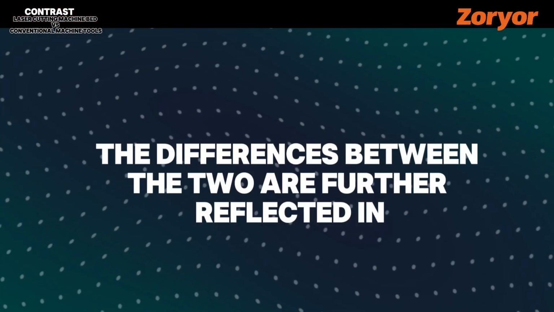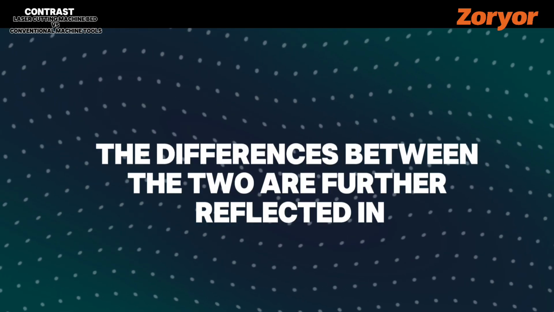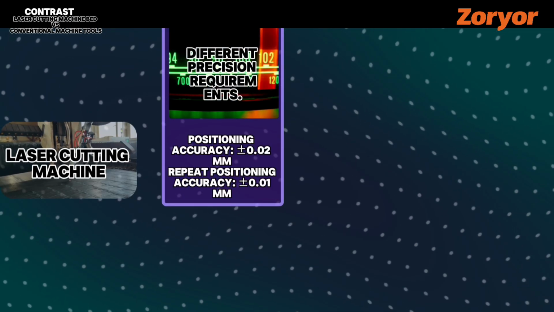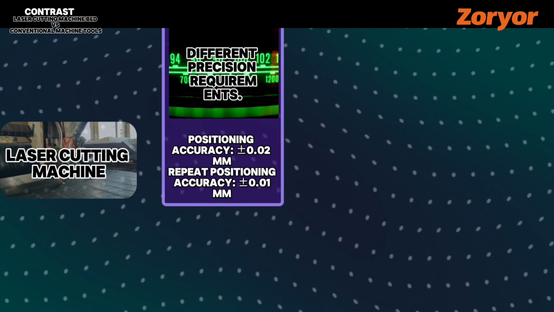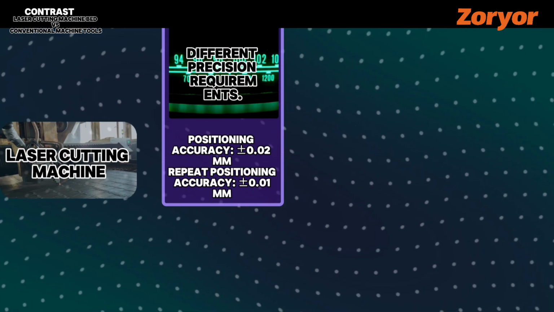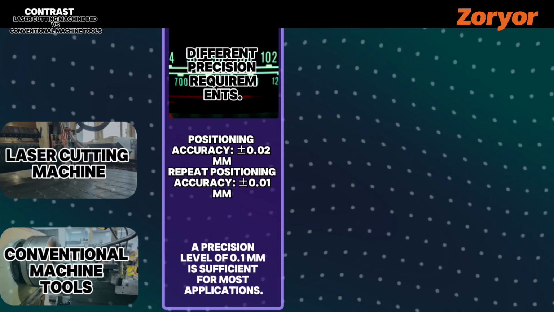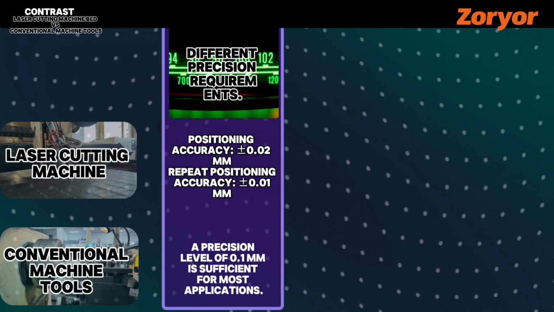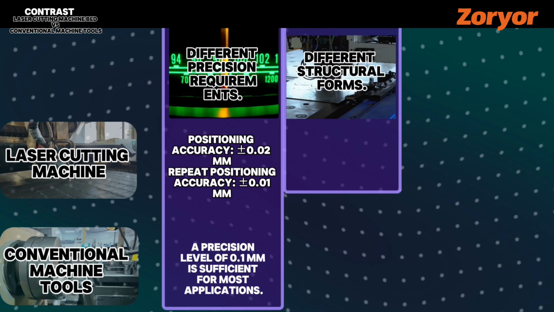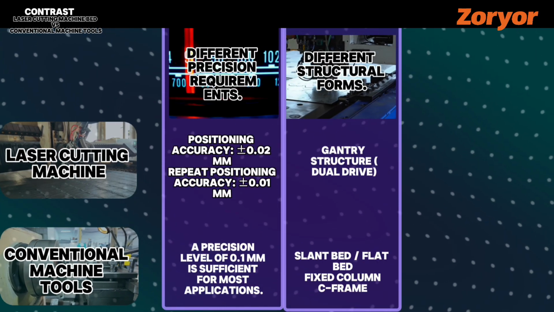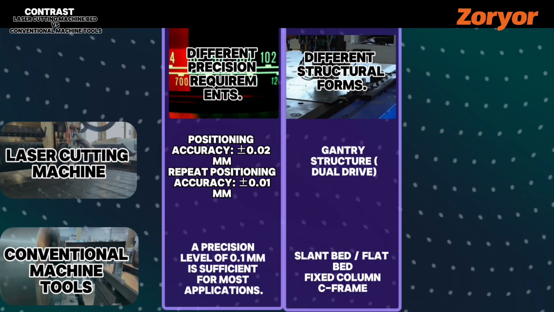The differences between the two are further reflected in different precision requirements. Laser cutting machine: positioning accuracy 0.02 mm, repeat positioning accuracy 0.01 mm. Conventional machine tools: a precision level of 0.1 mm is sufficient for most applications. Different structural forms. Laser cutting machine: gantry structure, dual drive. Conventional machine tools: slant bed, flat bed, fixed column, C-frame.